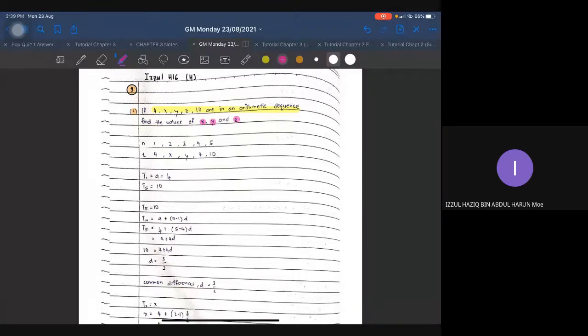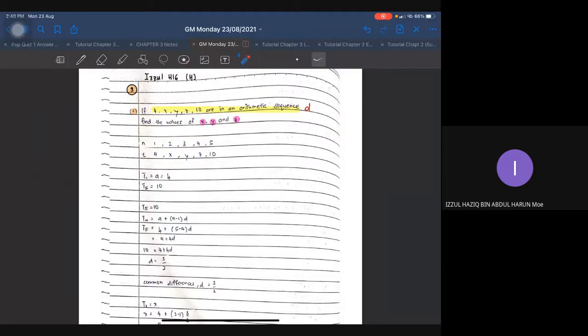Okay. Alright, so first of all, it's stated that it is an arithmetic sequence, right? So we know that there is a common difference. So what do I do first? I usually just write down the info, which is n: 1, 2, 3, 4, 5, and then the terms given are 4, x, y, z, and 10. Since the information given is not enough for us, we just list it down.